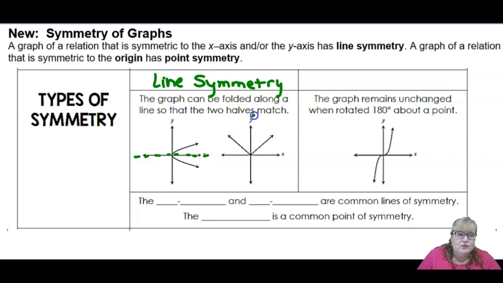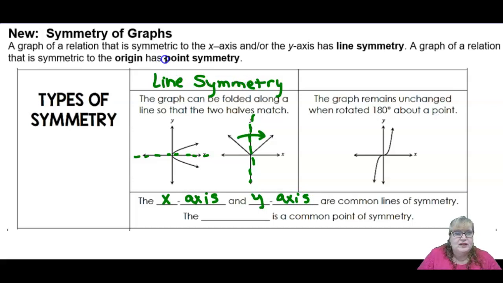This one you could fold along the y-axis and this would fold onto itself. So it has line symmetry over the y-axis. So the x-axis and y-axis are common lines of symmetry.